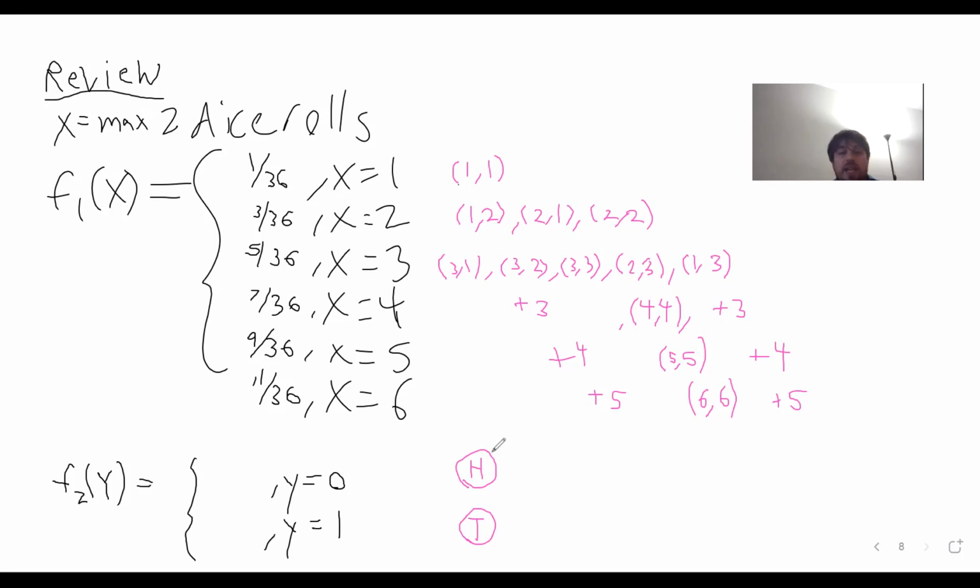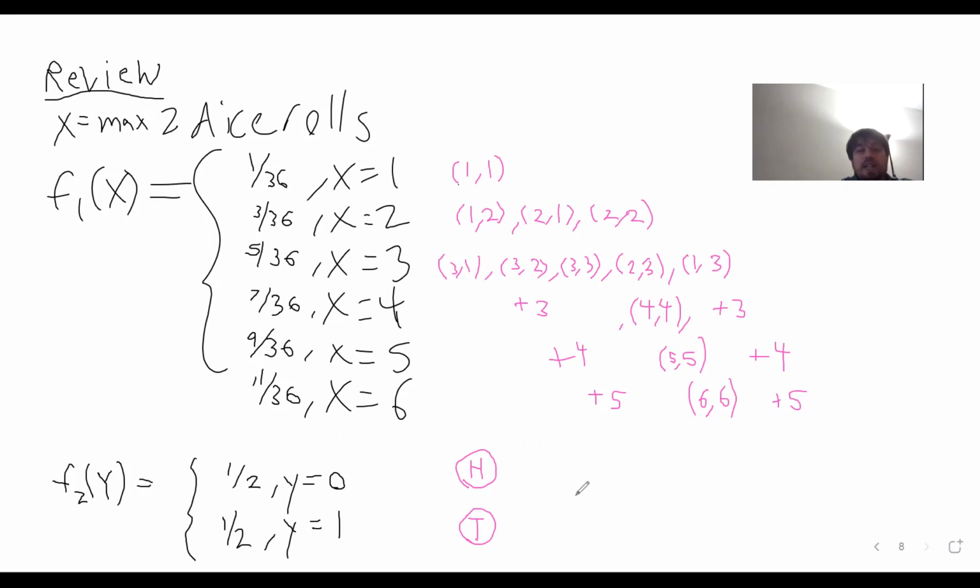So the heads here, there's only 1 possibility. That's 1 out of the 2 possibilities here. So there's a 1/2 chance that you roll heads out of the 2 possibilities, heads or tails. And if y is 1, you roll the tails, that's 1 out of the total 2 possible. I'm counting here: the heads is the 1 choice out of the total 2, and the tails is the 1 choice out of the total 2, right? So that's the PDF for y.